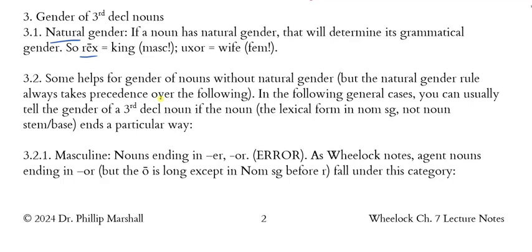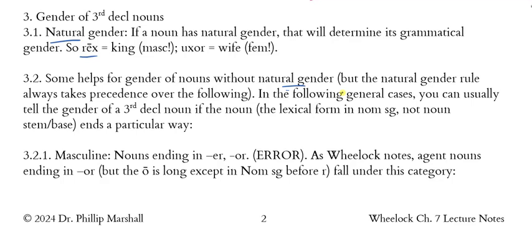Okay. Now, for other sorts of things that don't have natural gender, it's often hard to tell the difference. You can't tell just by looking at them usually, and you can't tell by thinking about what the word means, because there may not be any inherent male or female qualities to them. So we have some helps here for the gender of nouns that don't have any natural gender. But remember, the natural gender rule always takes precedence over the following generalities.